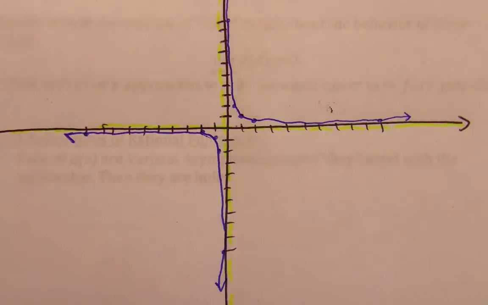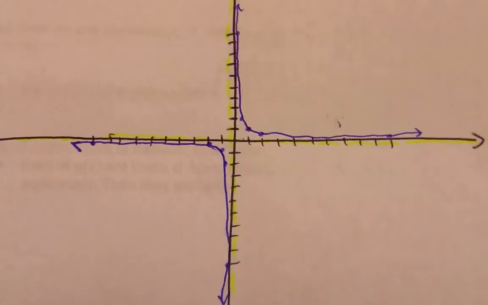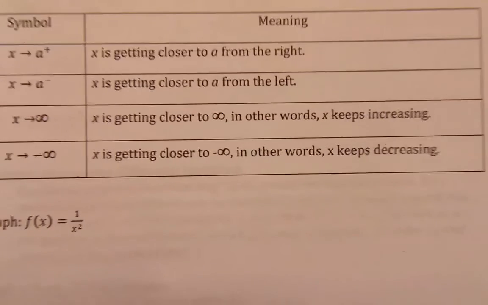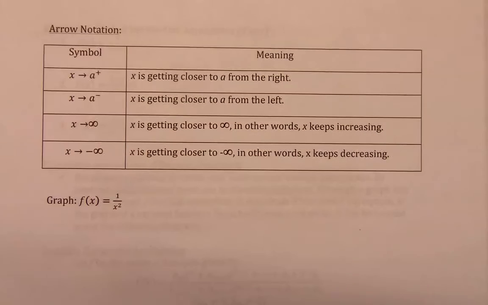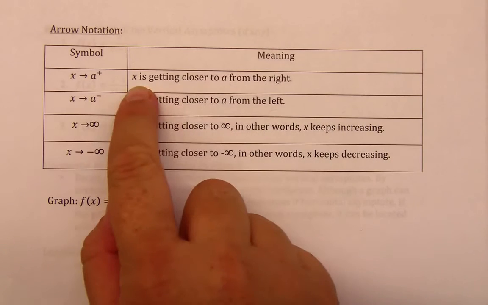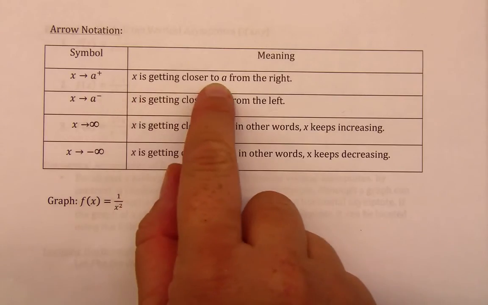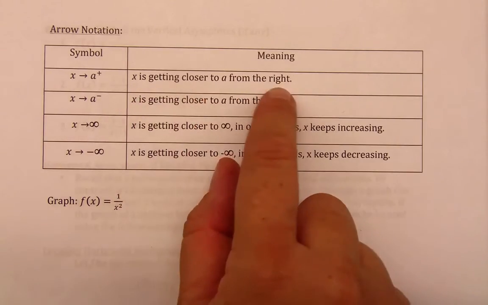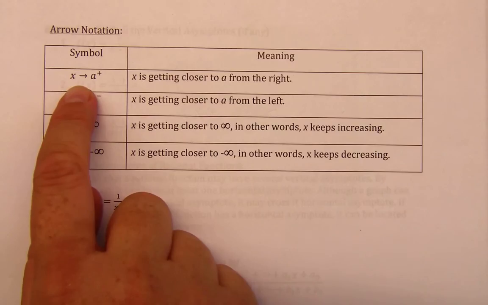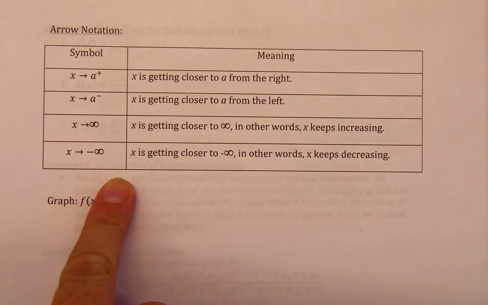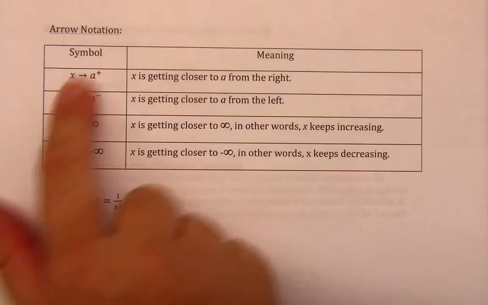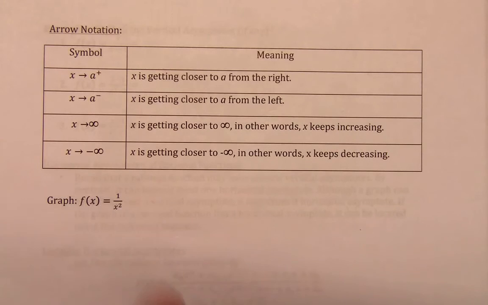Now, I'm going to leave this here for a second and flip to the next page, where we can describe what's happening using this arrow notation. We can describe as x gets closer and closer to a from the right, this is the symbol that we're going to use. And you can continue to see the other symbols that we're going to be using here. Now, it's really best to describe these using a graph.